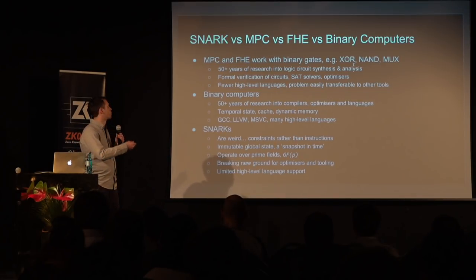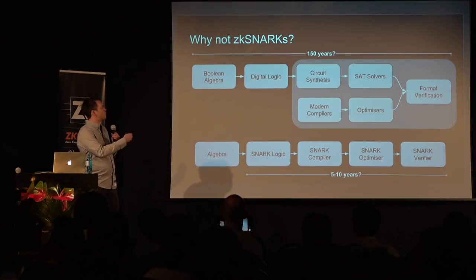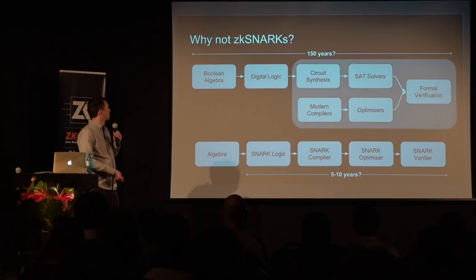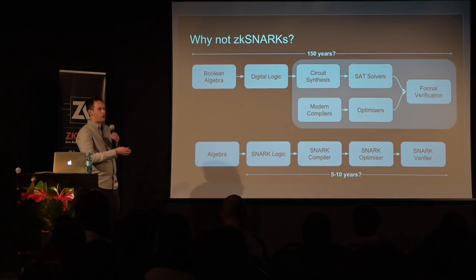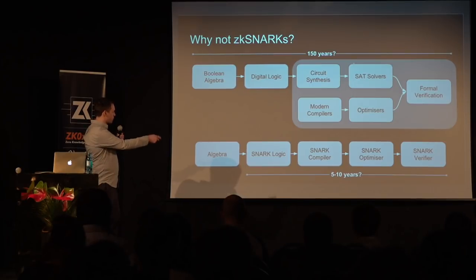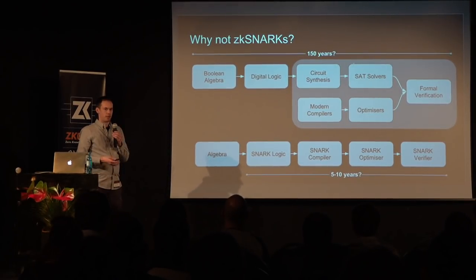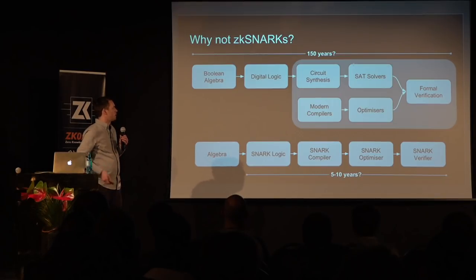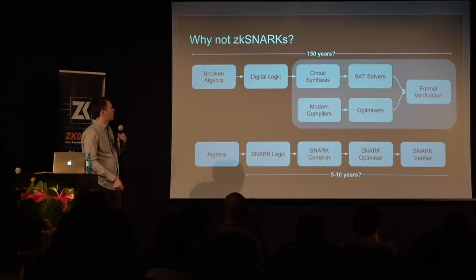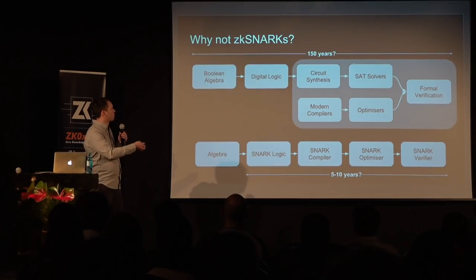So everything that we rely on, if we look back at the history of where we come from with regular computers, we're building on the shoulders of giants. We've got Boolean algebra through digital logic and circuit synthesis, and then the branch of modern compilers and optimizers, and that's going back 150 years or so. And at the bottom here, we've got a big history of thousands of years of algebra, and then SNARKs. A lot of it's relatively new, and we're trying to find common bits between these, so that instead of developing this stuff from scratch and making all of the same mistakes, we can rely on a very rich history of formal logic analysis and modern compilers and optimizers.